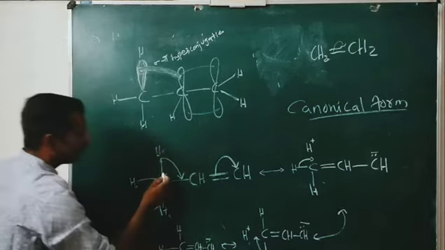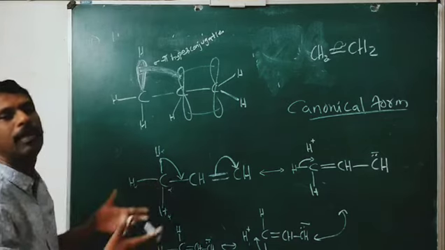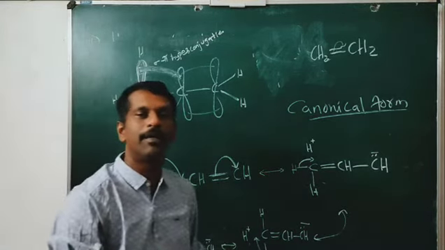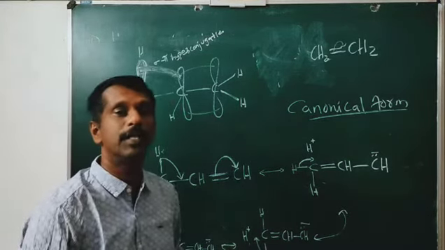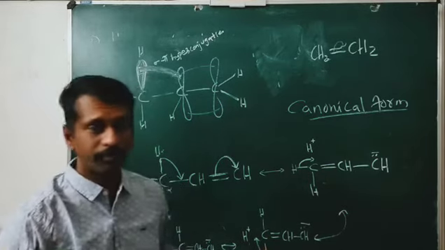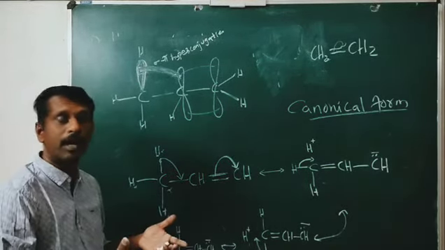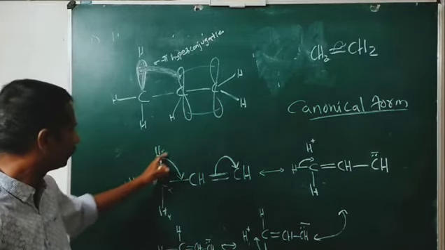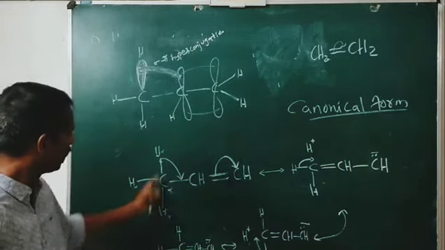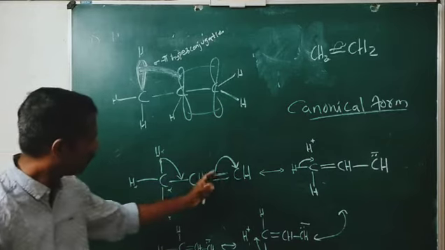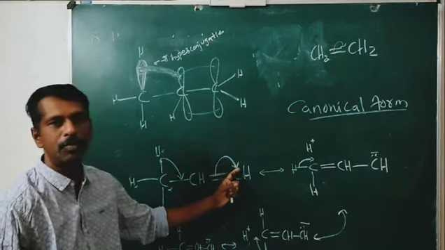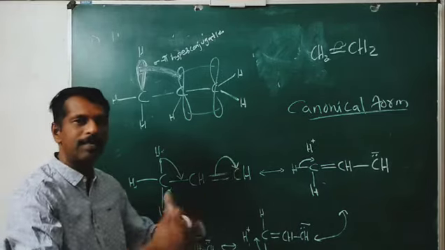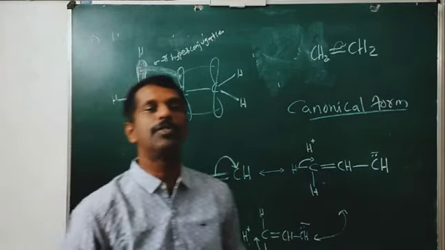If alpha hydrogen is present on the molecule, then only will hyperconjugation interaction occur. Otherwise, there is no hyperconjugation interaction, due to the absence of alpha carbon or alpha hydrogen. Alpha hydrogen must be there. This alpha hydrogen will be shifted to here, then only this bond will be migrated to this carbon. This is what is called hyperconjugation interaction.